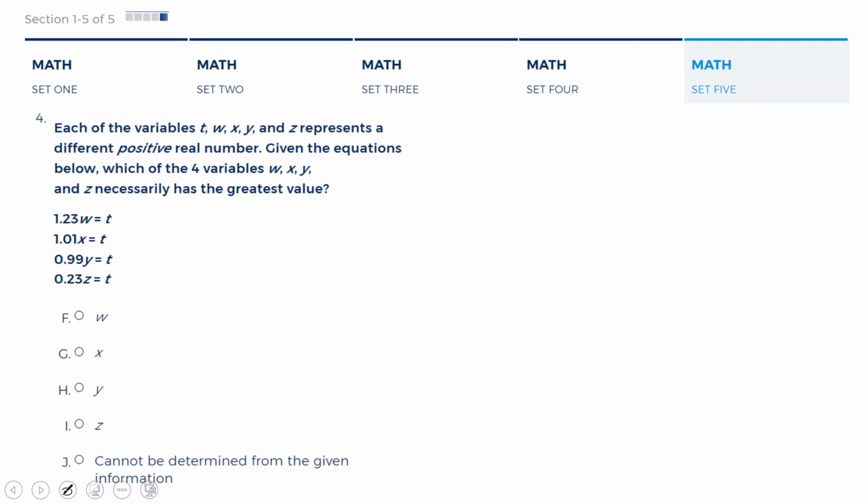Next. Yeah, tricky one. All right. Each of the variables t, w, x, y, and z represent different positive real numbers.